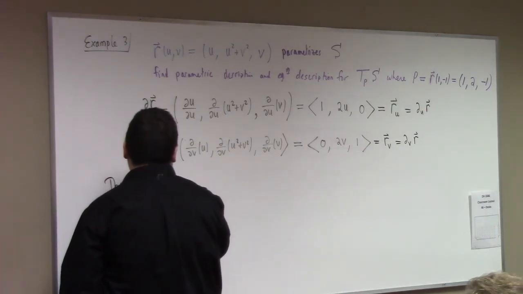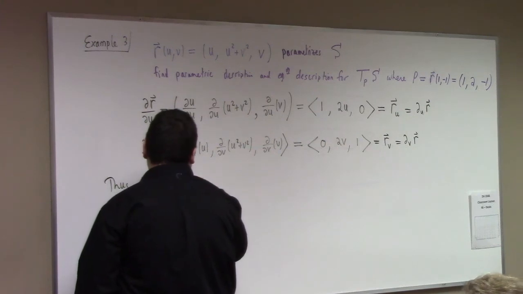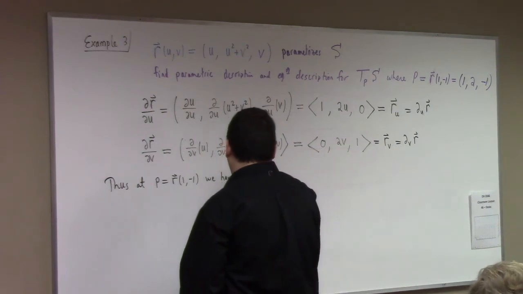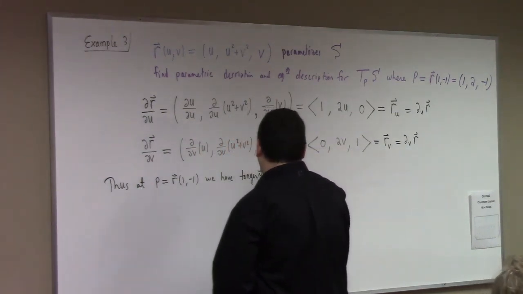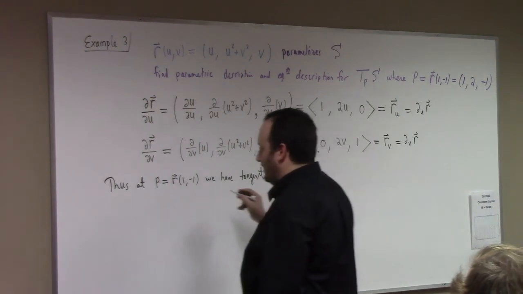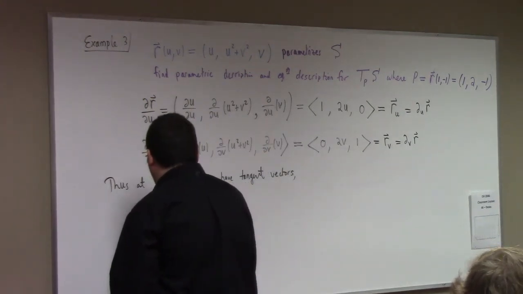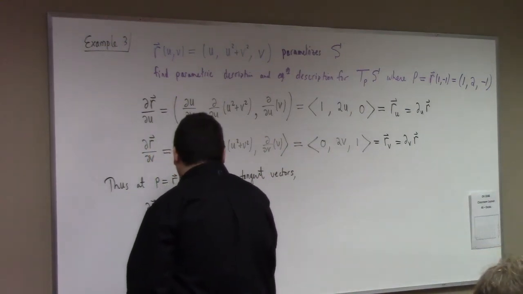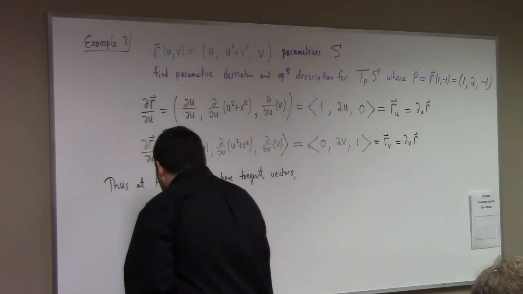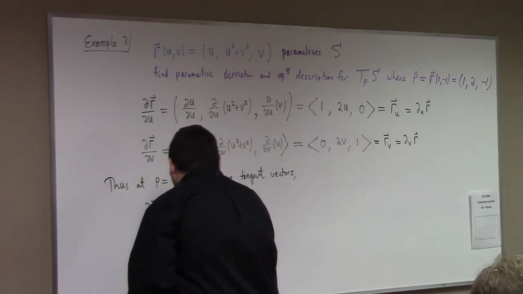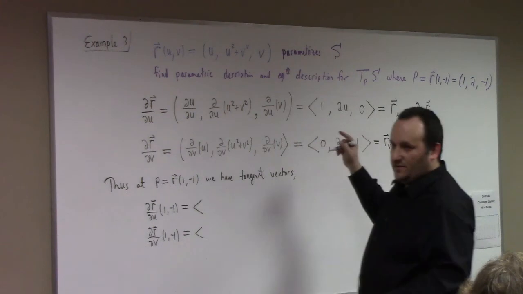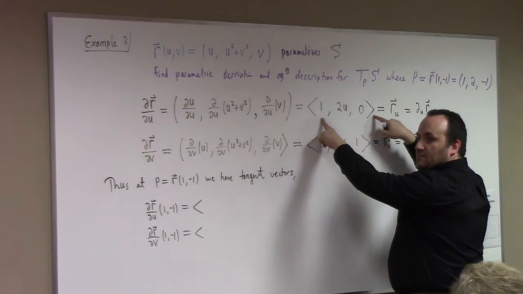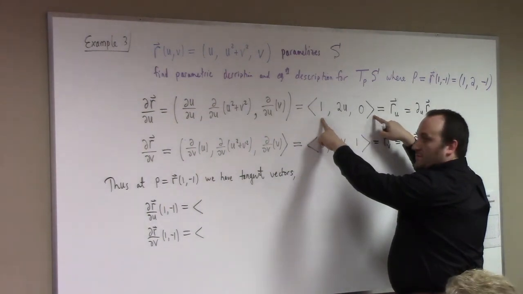All right, so can you guys tell me, what are the tangent vectors at p equals r of 1 comma minus 1? We have partial r, partial u at the point 1 comma minus 1 equal to what? And partial r, partial v at the point 1 comma minus 1 equal to what? So we just have to go back and evaluate this at u equals 1 and v equals minus 1, which gives me what?